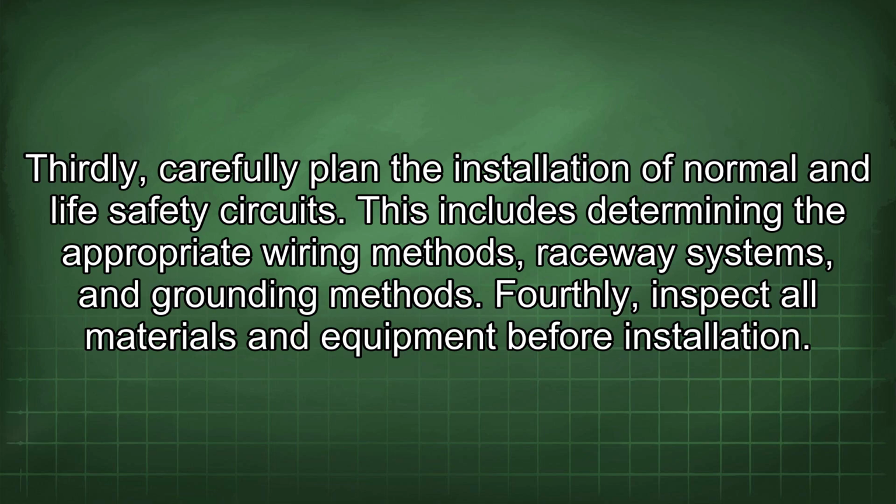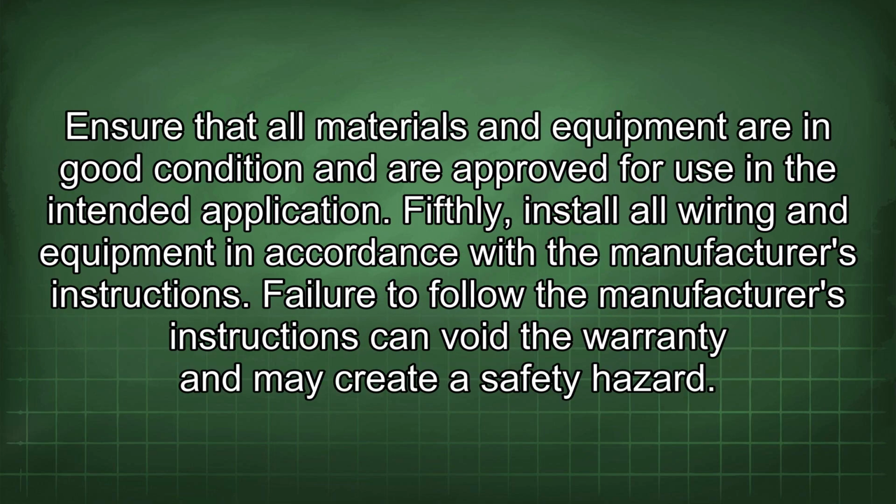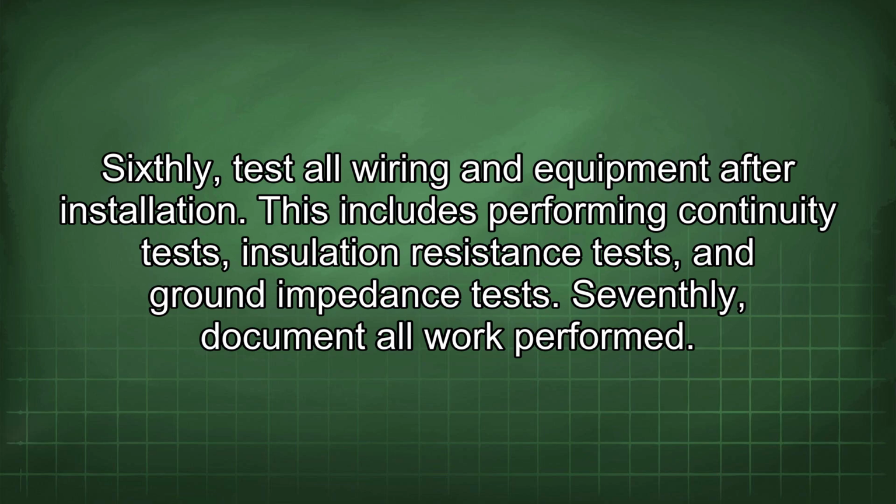This includes determining the appropriate wiring methods, raceway systems, and grounding methods. Fourthly, inspect all materials and equipment before installation. Ensure that all materials and equipment are in good condition and are approved for use in the intended application. Fifthly, install all wiring and equipment in accordance with the manufacturer's instructions. Failure to follow the manufacturer's instructions can void the warranty and may create a safety hazard. Sixthly, test all wiring and equipment after installation. This includes performing continuity tests, insulation resistance tests, and ground impedance tests.